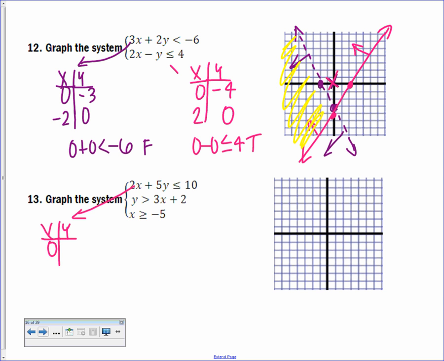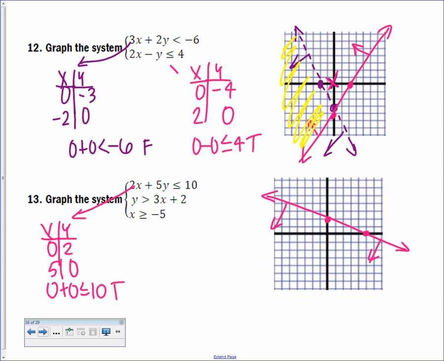So I would get (0, 2) and (5, 0). Okay, so (0, 2), (5, 0). That's a less than or equal to, so that's a solid line. If I test (0, 0), I'm going to get 0 plus 0 less than or equal to 10. That is true, so I'm going to shade towards (0, 0).